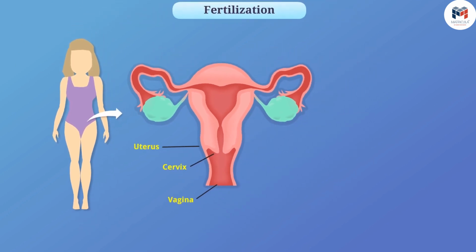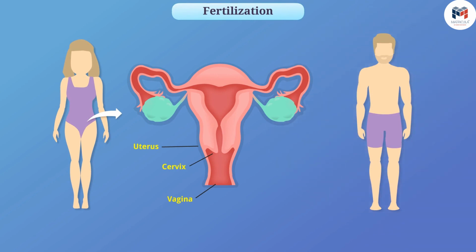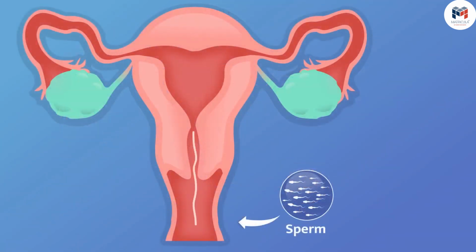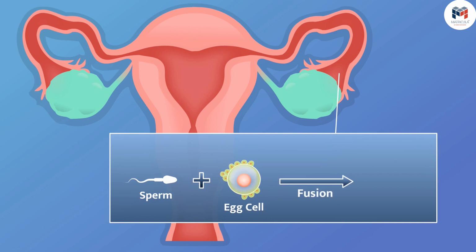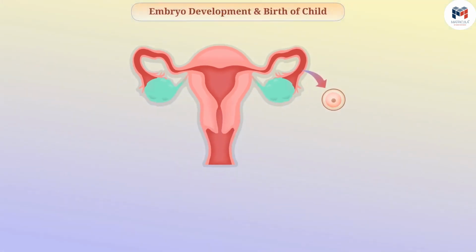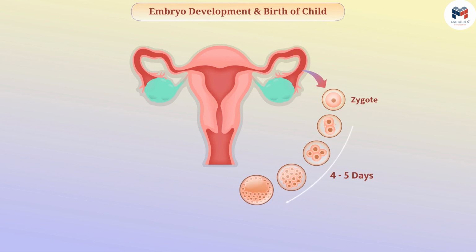At the time of sexual intercourse between human males and human females, sperm are transported from the male's body to the vagina. The sperm reach up to the oviduct by moving upward. In the fallopian tube, fusion of sperm and egg cell may occur. We call it fertilization. This produces a fertilized egg, which is called a zygote. The zygote divides several times and in 4 to 5 days, it forms a ball-like structure called an embryo.